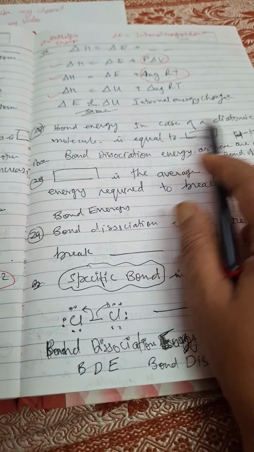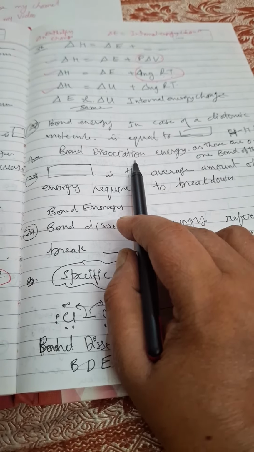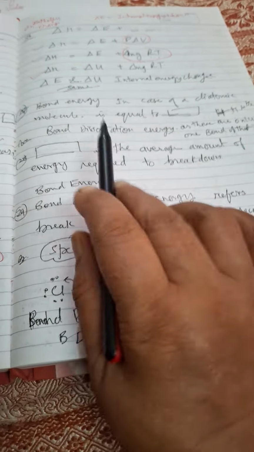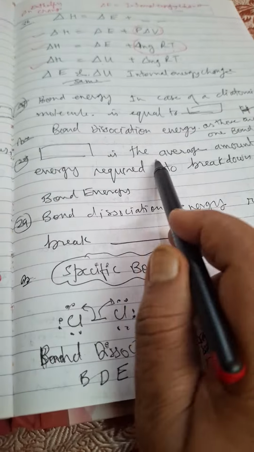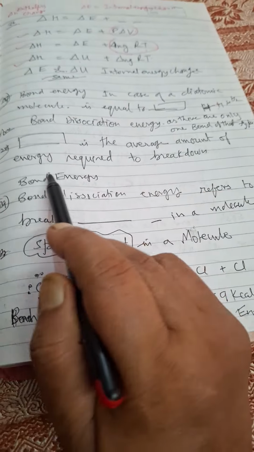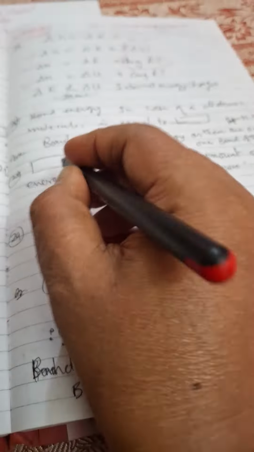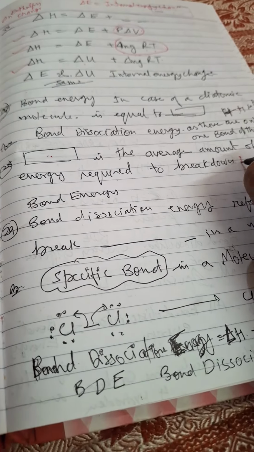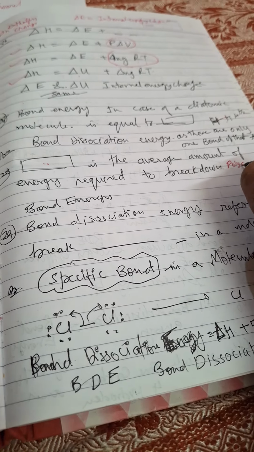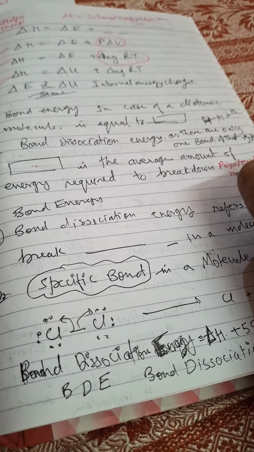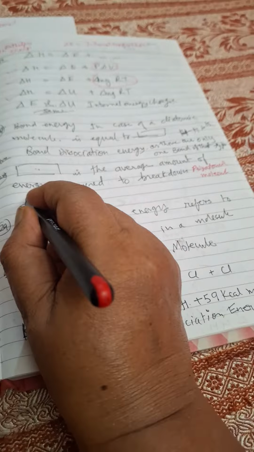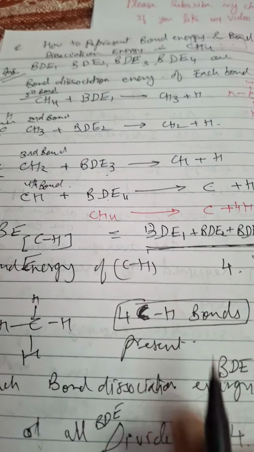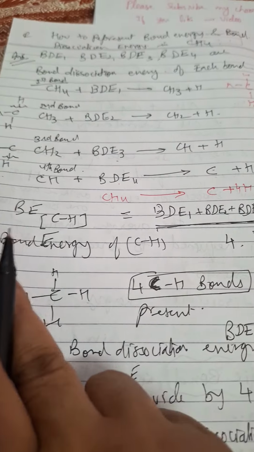Bond energy in the case of a diatomic molecule is equal to bond dissociation enthalpy, because in a diatomic molecule only one bond is there, so both of them are equivalent in this case. Now, dash is the average amount of energy required to break down a molecule, a polyatomic molecule you can say. It is called bond energy. It is average. I have shown you in methane, so the average of all bond dissociation enthalpies is the bond energy.